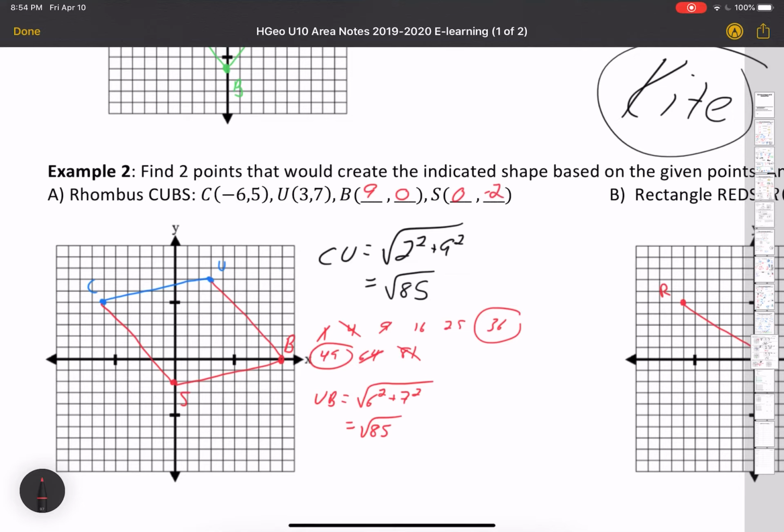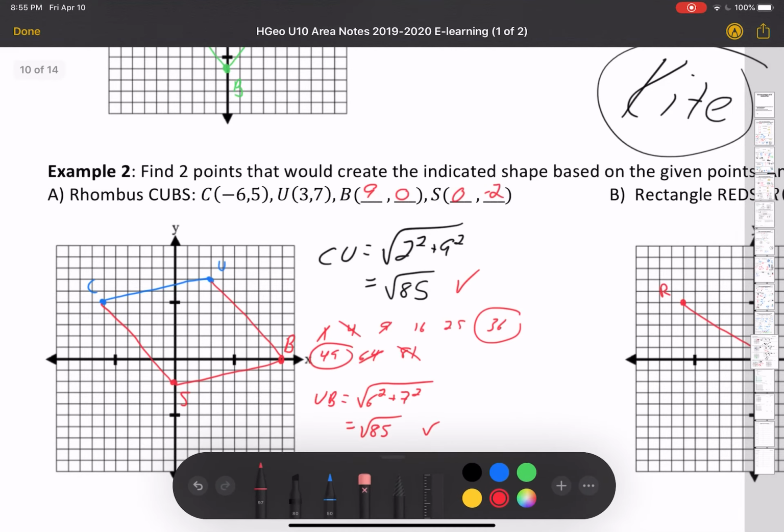So notice how it's not a square, it's definitely a rhombus because we don't have perpendicular lines there. Okay, but all 4 sides are congruent because they both are the square root of 85. And then the opposite sides are congruent and parallel. All right, so a rhombus can be a little tricky because you don't want it to be a square. You want it specifically to be a rhombus.